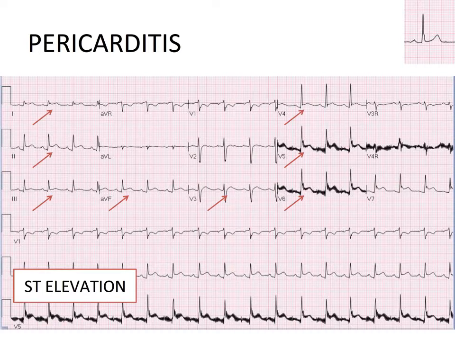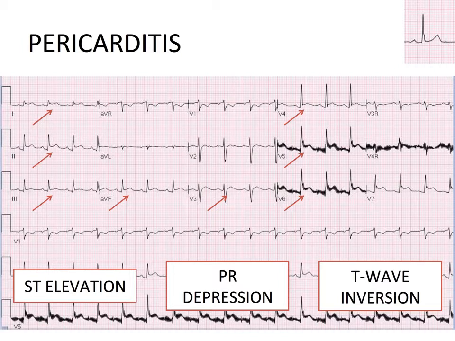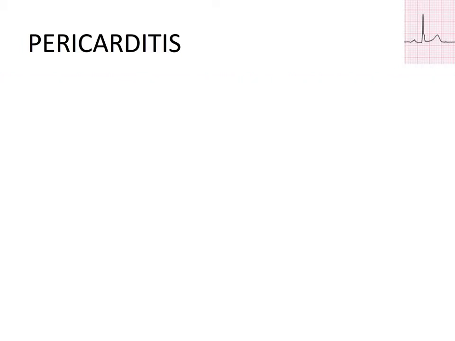This diffuse ST elevation is consistent with pericarditis. Other findings you might see in pericarditis are diffuse PR depression and T-wave inversion. These findings are not seen on this EKG. Pericarditis can result from a number of causes.